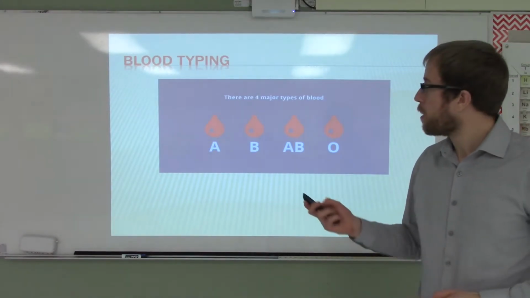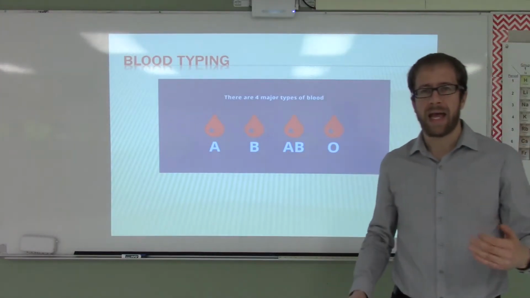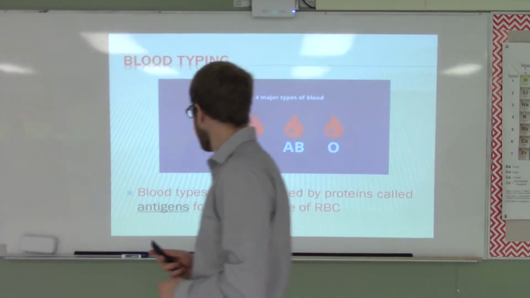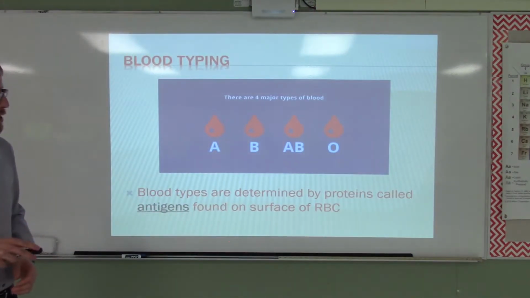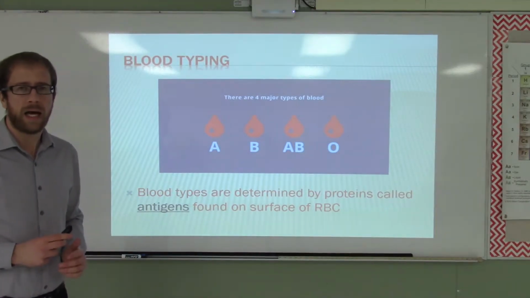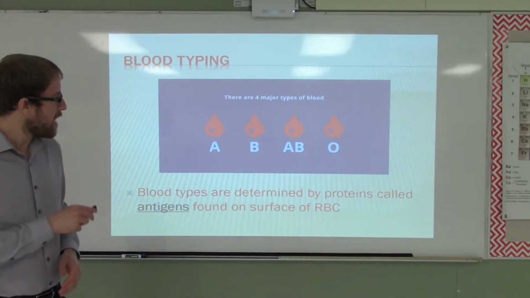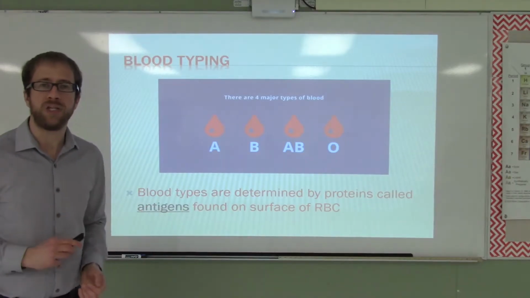Now, there are 4 main blood types: A, B, AB, and O. They are determined by proteins called antigens that can be found on the surface of red blood cells. Now, the A, B, AB, and O, that refers to which antigens you have on your cells.